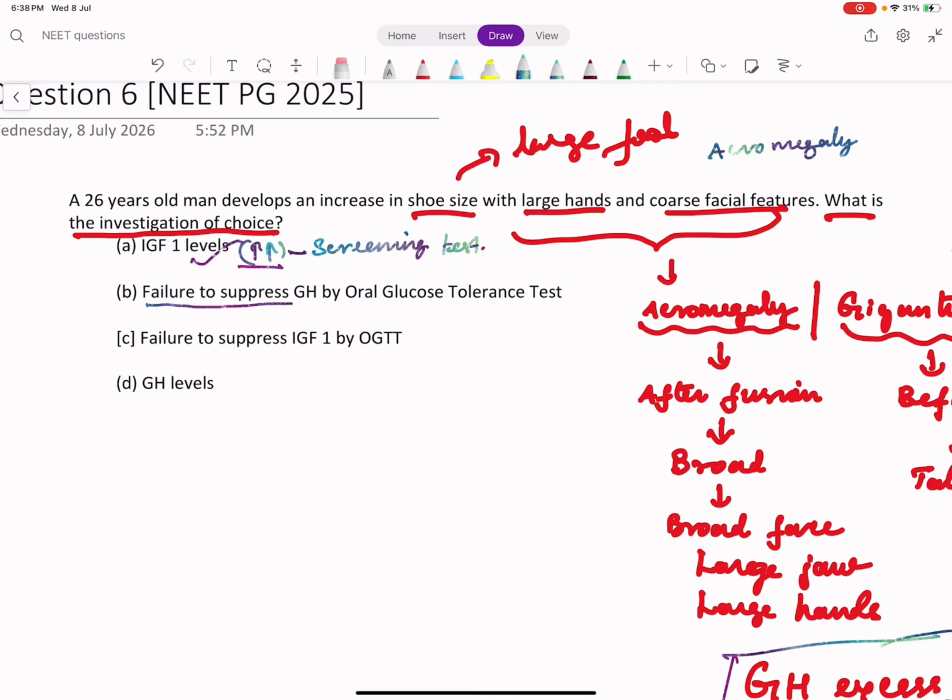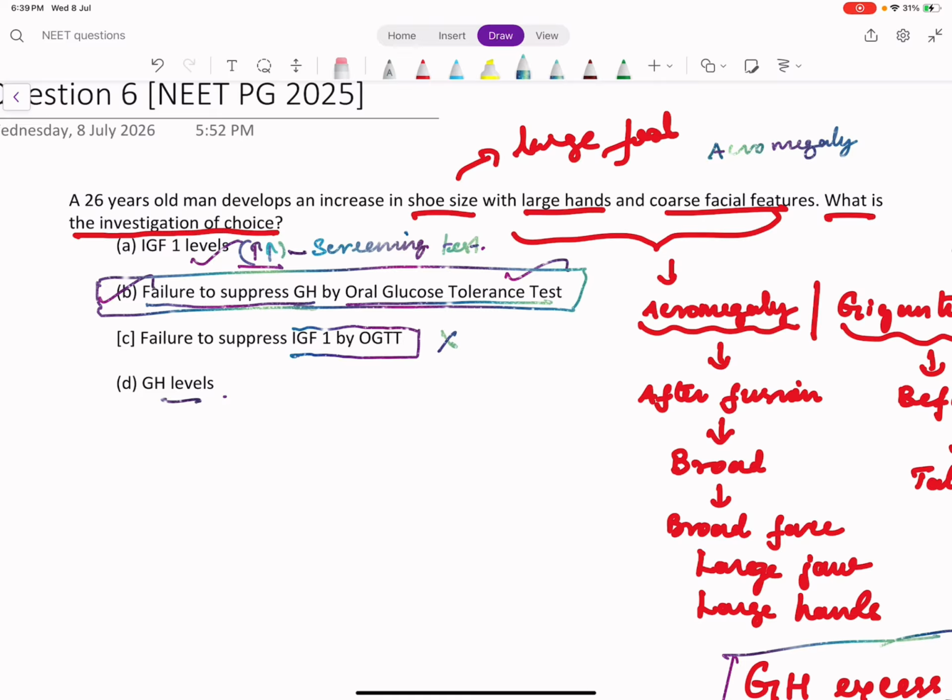Next is failure to suppress growth hormone by oral glucose tolerance test. So this is what we discussed. Glucose has to normally suppress growth hormone by feedback inhibition, but in growth hormone excess, even this inhibition fails. So glucose fails to suppress growth hormone. This seems to be the right answer. Next one is failure to suppress IGF-1 by OGTT. Seems correct, but usually we do not do this test practically. We measure only growth hormone suppression by OGTT, and IGF-1 levels are not clinically tested. So the answer in this case is failure to suppress growth hormone by oral glucose tolerance test.